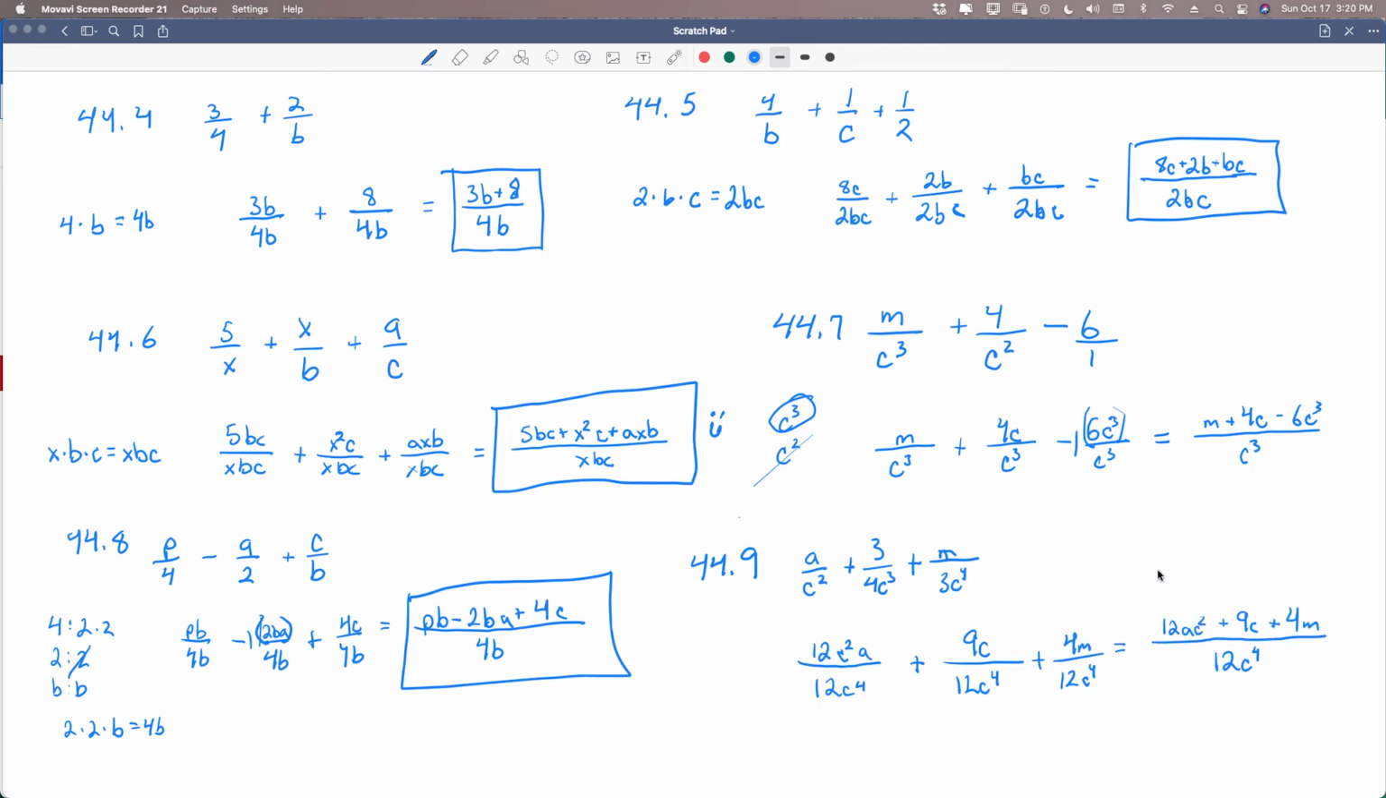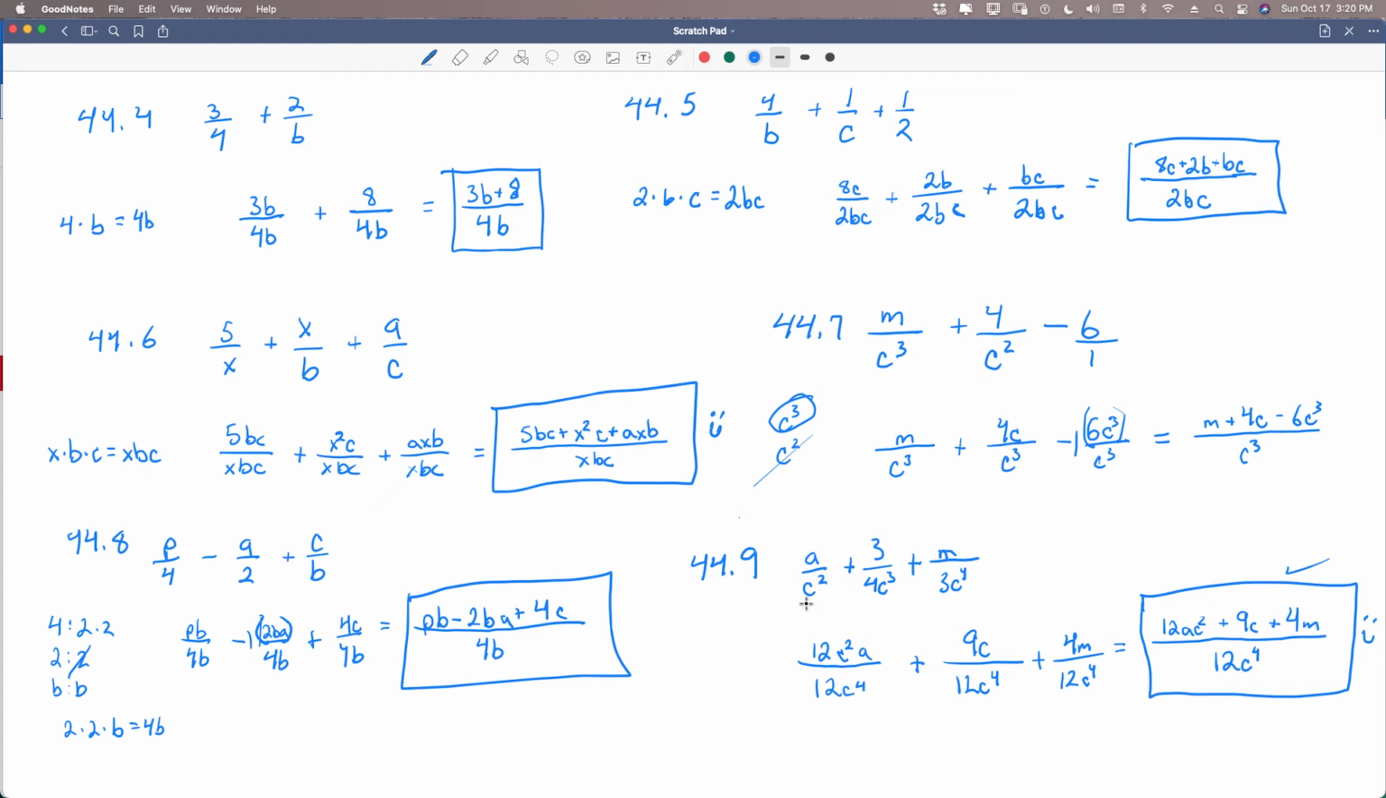All right, if you came up with 12ac squared plus 9c plus 4m over 12c to the 4th, then you got the correct answer. Yay! So our common denominator is 12c4. That is the least common multiple. We have a factor of 4, a factor of 3, and the highest exponent of the base variable c is 4. So 4 times 3 times c to the 4th is 12c to the 4th.